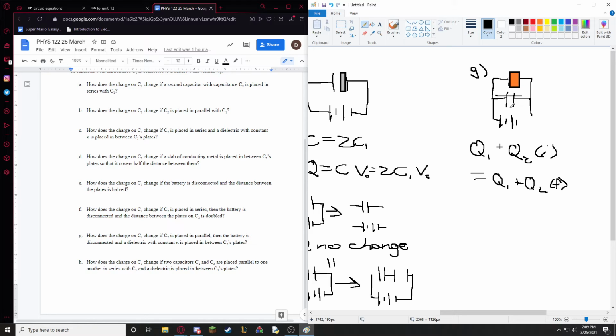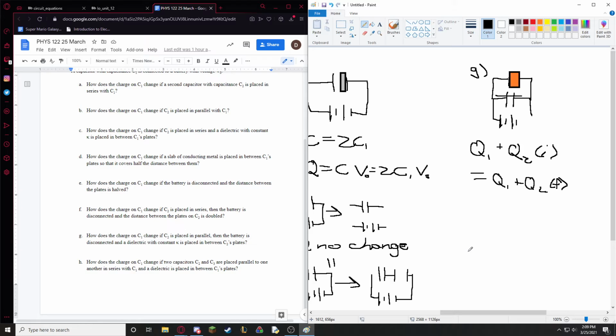But I wouldn't worry about it too much because most of what you'll be seeing is just basic capacitors in series or in parallel. And if you have a dielectric, you won't have anything in series or parallel. So let's go ahead and ignore this problem because it's annoying. And let's go ahead and do the last one real quick.